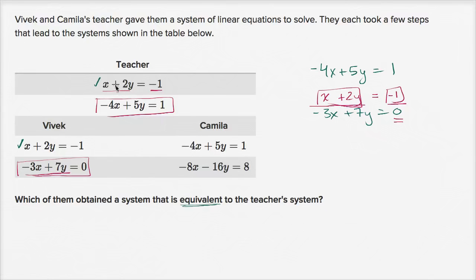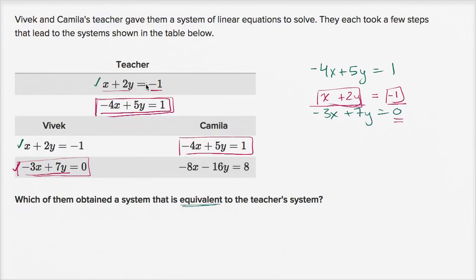What Vivek did, adding the left-hand sides and adding the right-hand sides to get this new second equation, is not going to change the solution of the system. In fact, that's a technique we often use to eventually find the solution of a system. So now let's look at Kamala. Her first equation is actually the exact same equation as the teacher's second equation. Now let's see, how does her second equation relate possibly to the first equation?